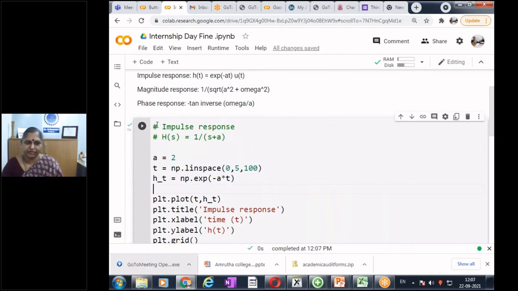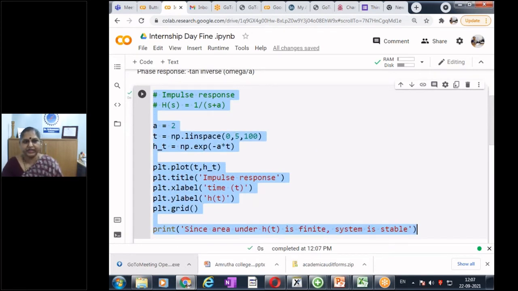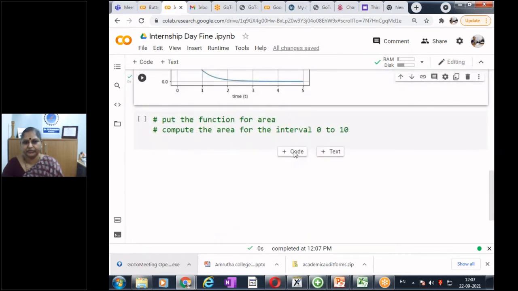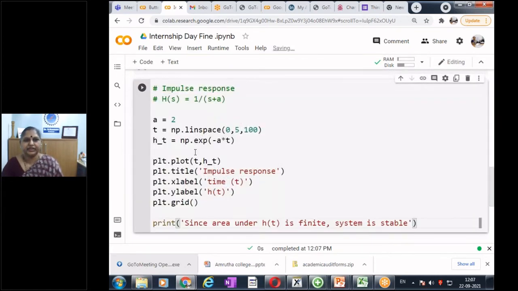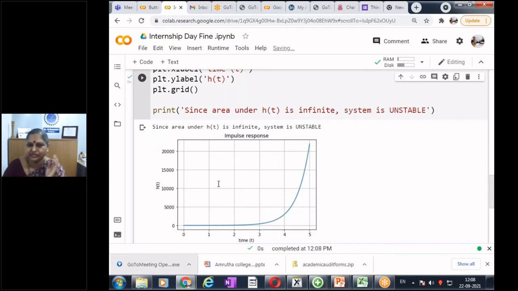So same thing, I can copy the whole cell and take another example and put in another cell, and now here my h of s is 1 by s minus a, and I put a equal to minus 2, and then since the area under h of t is infinite, the system is unstable. I can write it as system is unstable. So this serves as a ready reference for you later on. So I run it, and then I plot and see it goes on increasing. So it's going to be unstable.